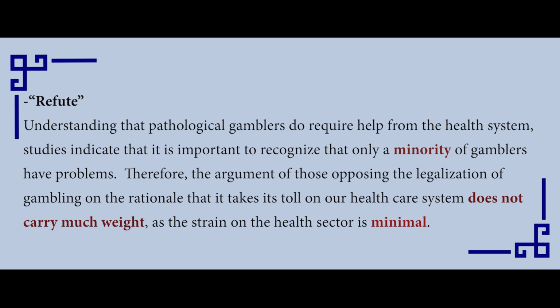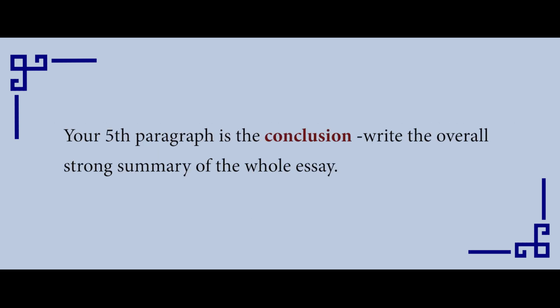So you see a U-turn in the refute part, and the writer takes his stance once again that gambling should be legalized, since the adverse effect of gambling is very minimal compared to the huge revenue it generates. Your 5th paragraph is the conclusion, where you will write the overall summary of the whole essay.